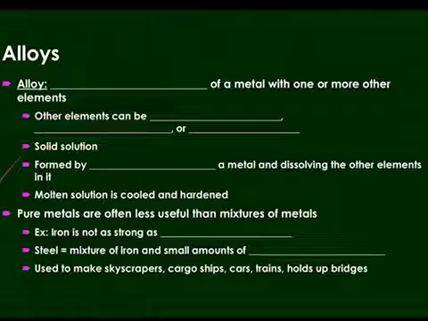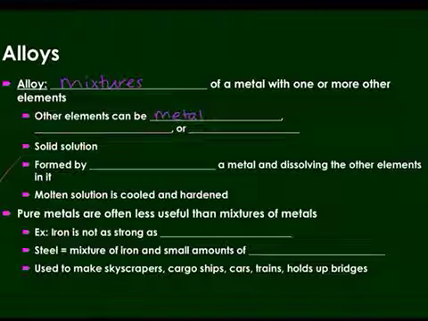So the last thing that happens with metals is the creation of alloys. Alloys are mixtures of a metal with one or more other elements. The other elements can be metals, nonmetals, or a combination of both.